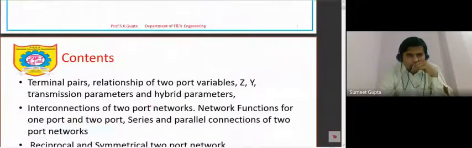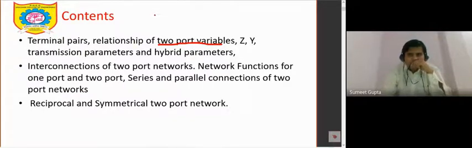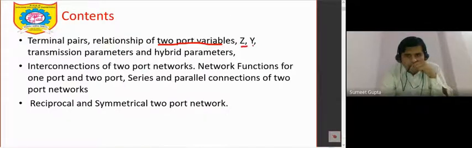First of all, we will see the terminal definition, then terminal pairs, and suppose if I have two terminal pairs, that becomes a two-port network. For two-port networks, we will have variables like voltage and currents. Among those voltages and currents, we will have relationships, and those relationships are expressed in terms of Z parameter, Y parameter, transmission parameter, and hybrid parameter.